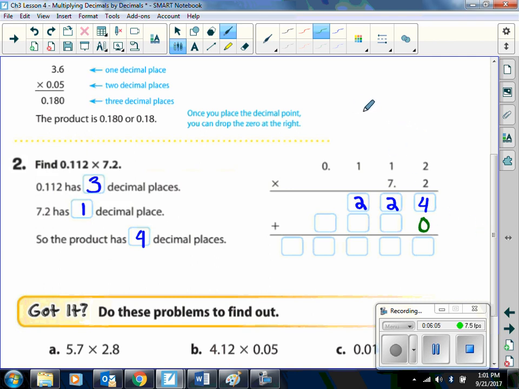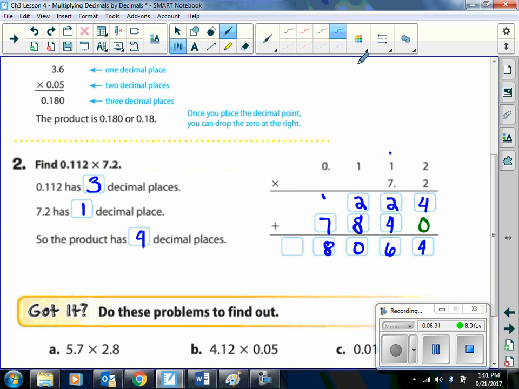I just say scooch over. So then we have 7 times 2 is 14. Carry the 1. 7 times 1 is 7 plus 1 is 8. And then 7 times 1 is 7. And then, of course, we're just going to add. So we end up with 4, 6, 10, carry the 1, and that's 8, right?